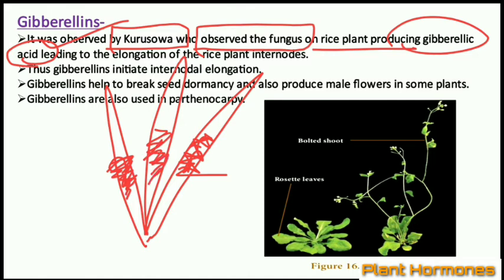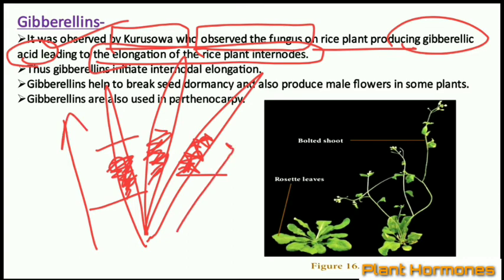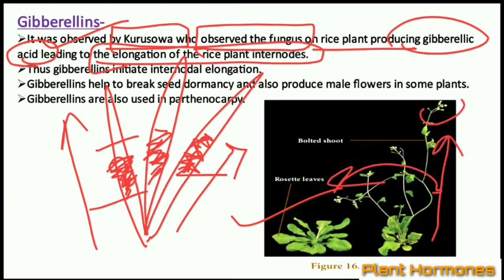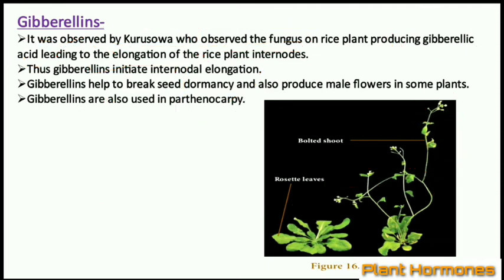and this gibberellic acid was making the plant elongate from the internodes. From between, the plant was growing very fast and showing bolting, which means the plant was growing very fast, showing flowers at the same time, and this was understood by Kurosawa.